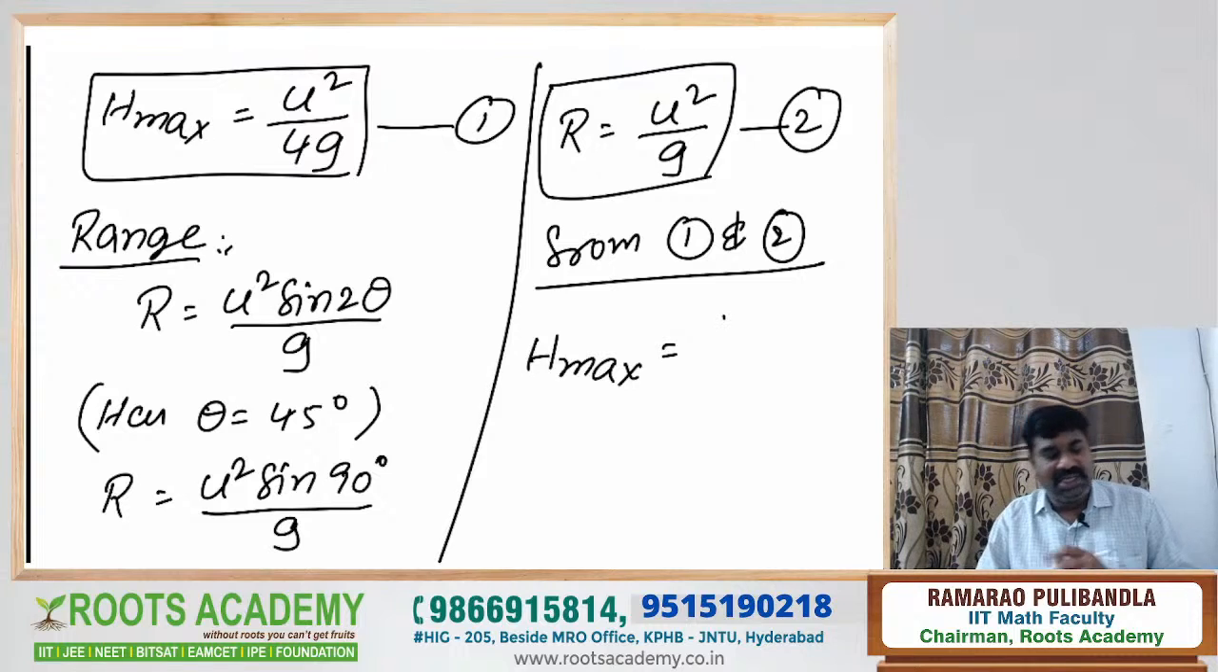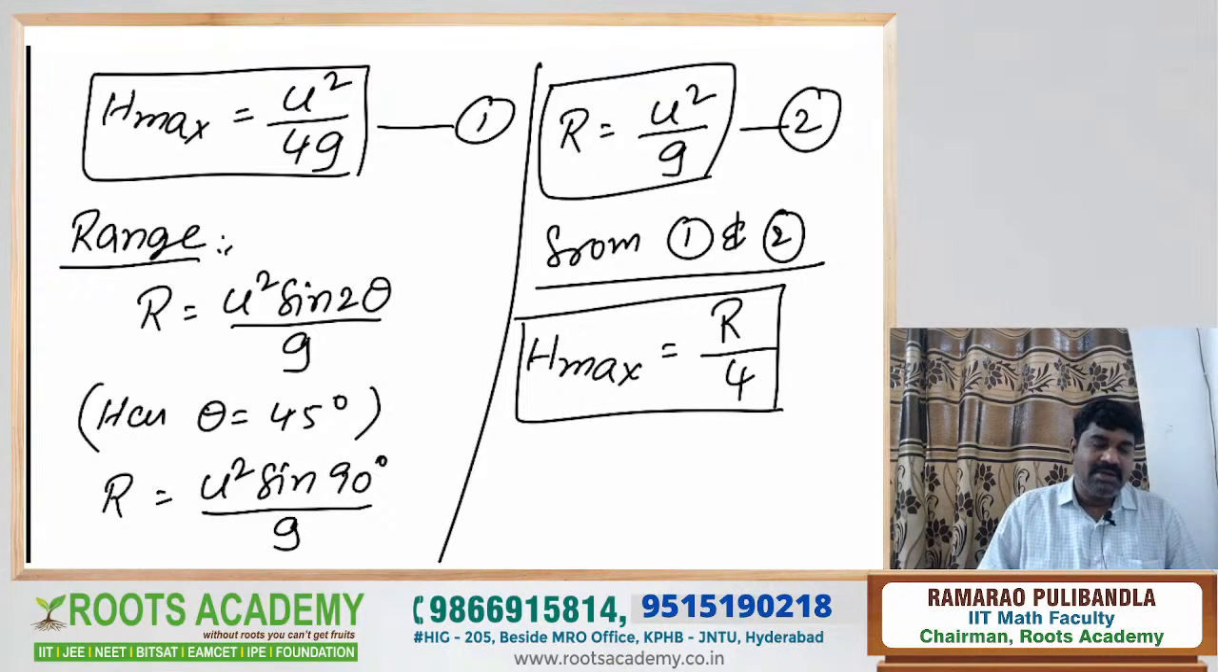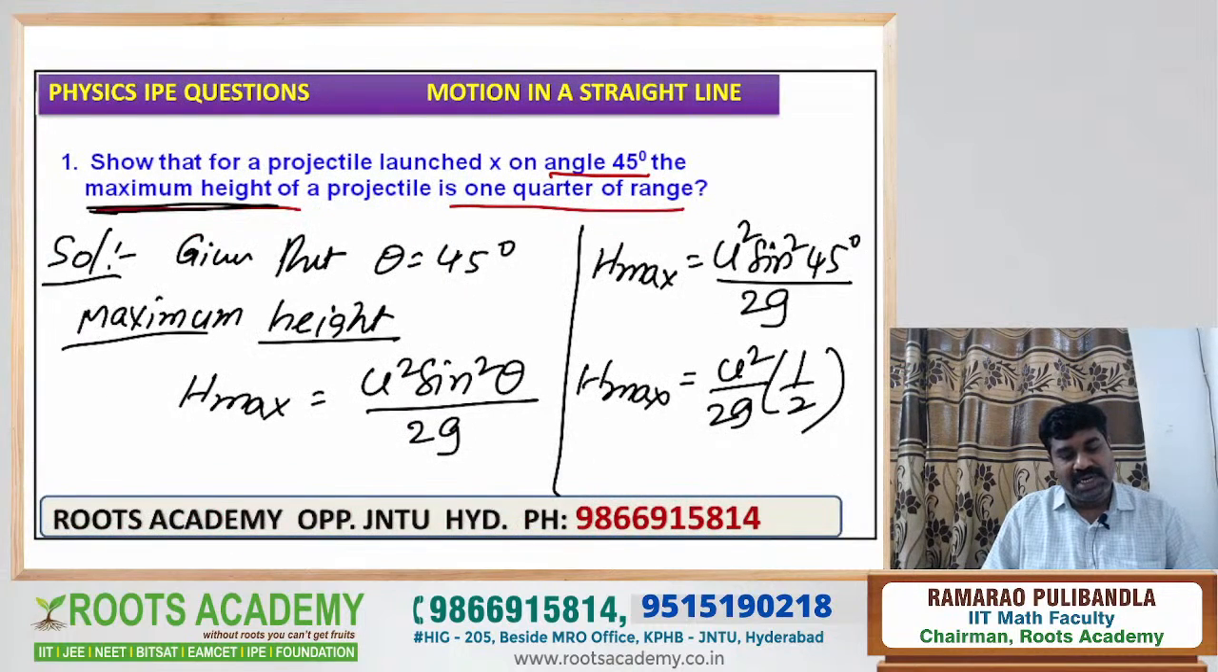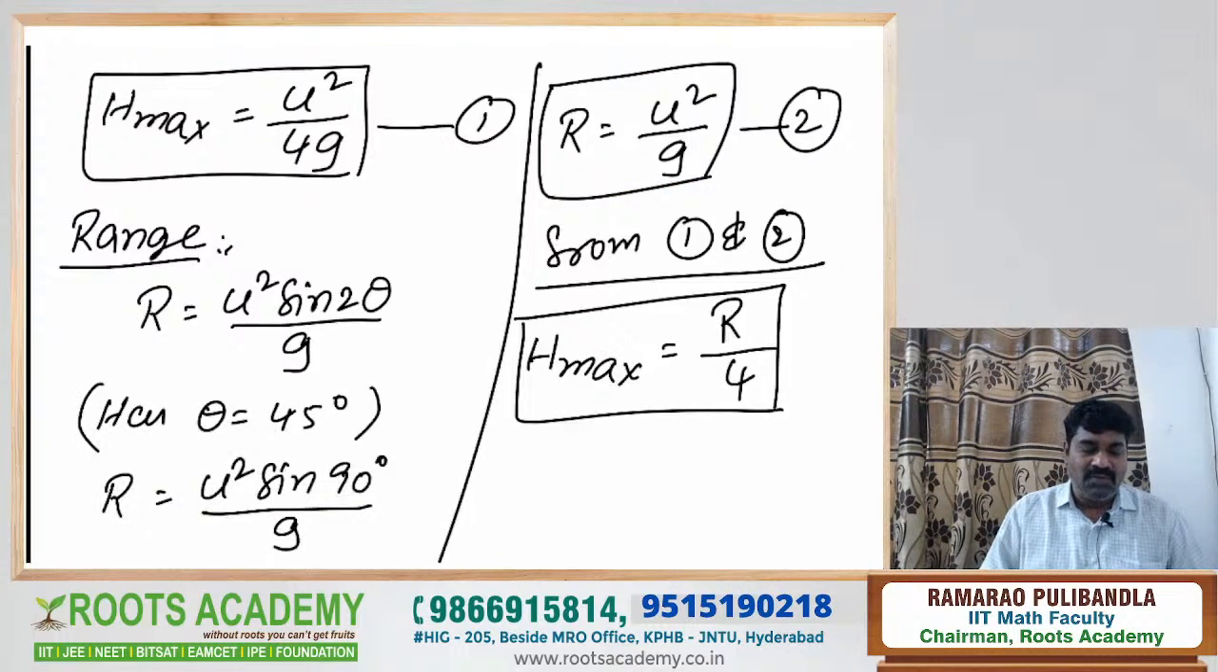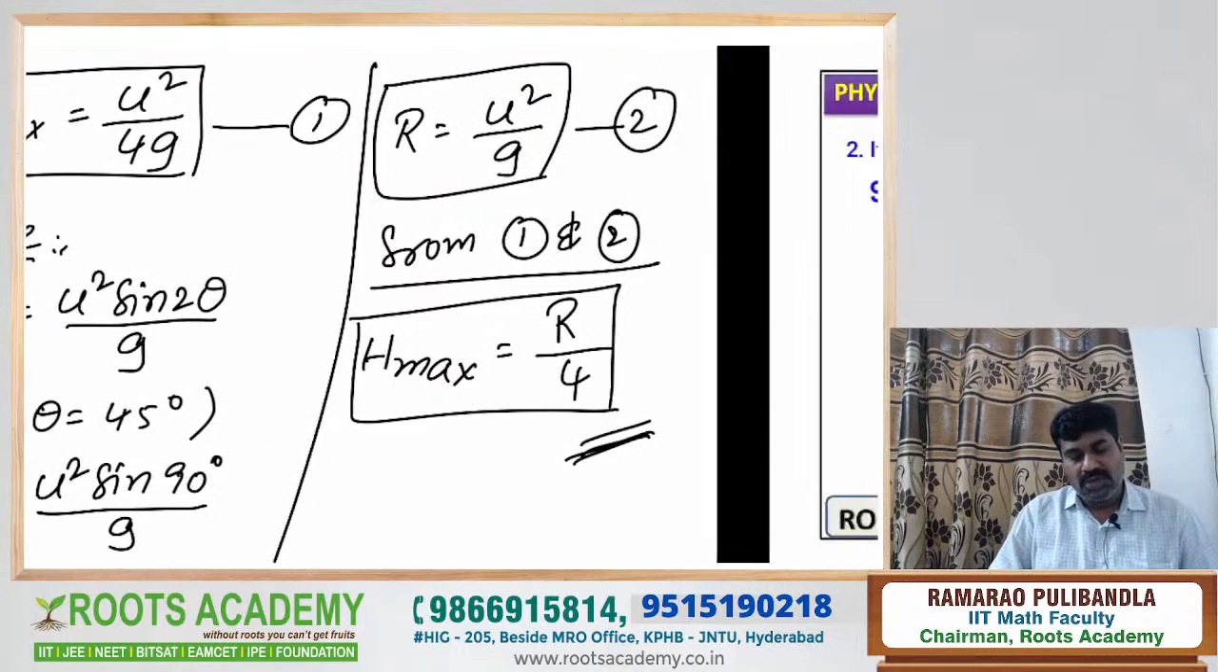U square by g is nothing but R. So H max is equal to R by 4. Here we wanted to show that the maximum height of the projectile is 1/4 of the range. So H max is equal to R by 4. Next one. We want to go to the next one.